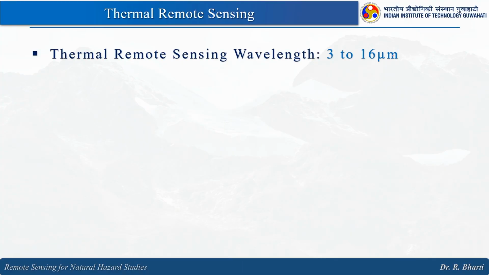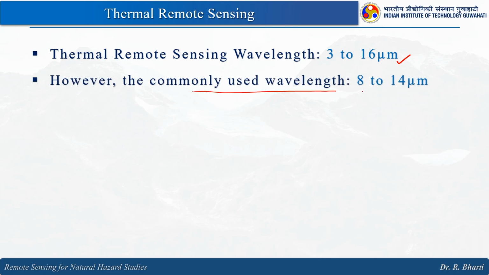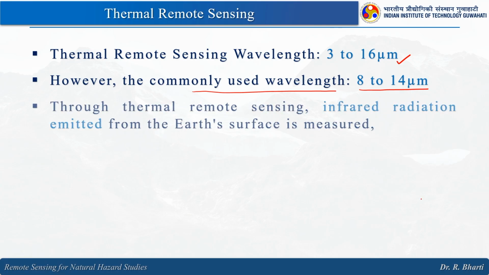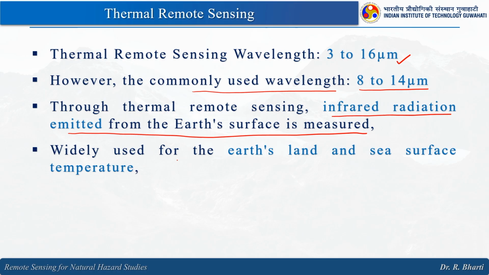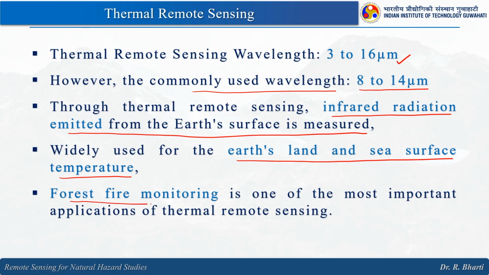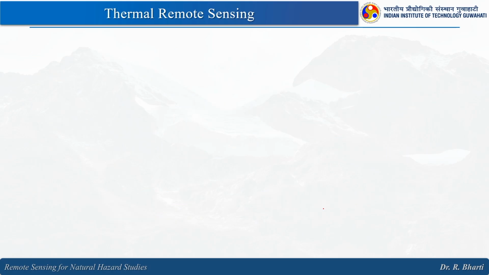So, once again we will see the basics. Thermal remote sensing wavelength is between 3 to 16 micrometer. The commonly used wavelength by the satellite is 8 to 14 micrometer. Through thermal remote sensing, infrared radiation emitted from the earth's surface is measured, right, and widely used for the earth's land and sea surface temperature. The other applications you have already seen. Forest fire monitoring is one of the most important applications of thermal remote sensing.